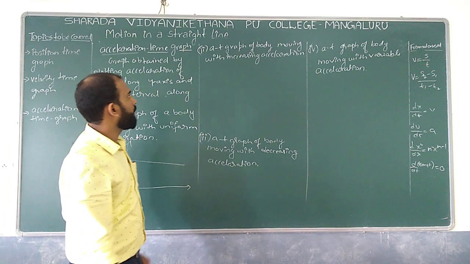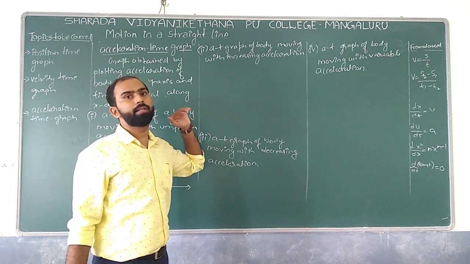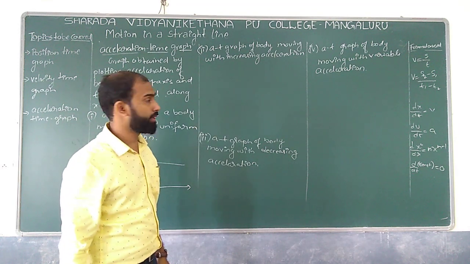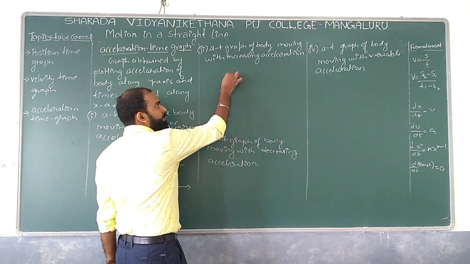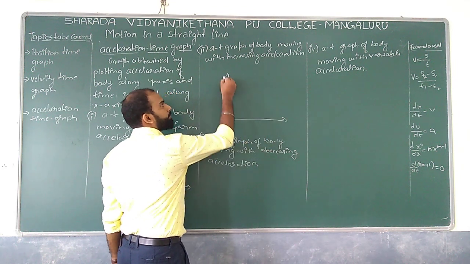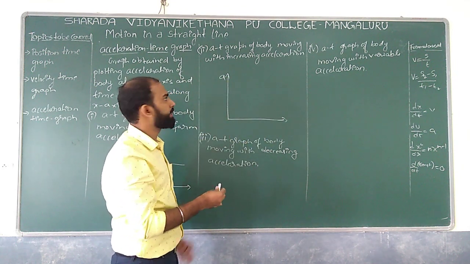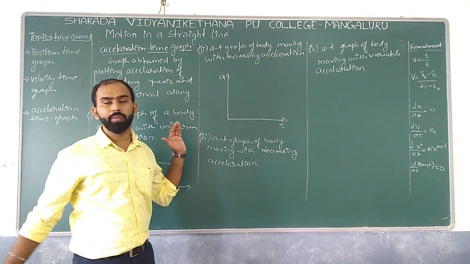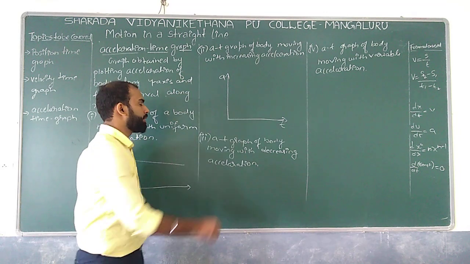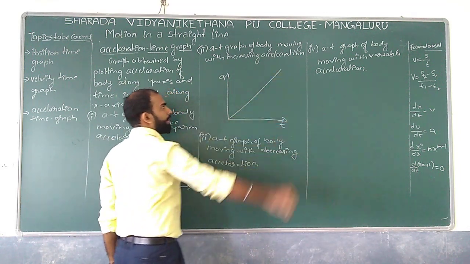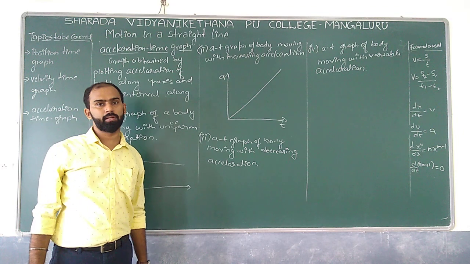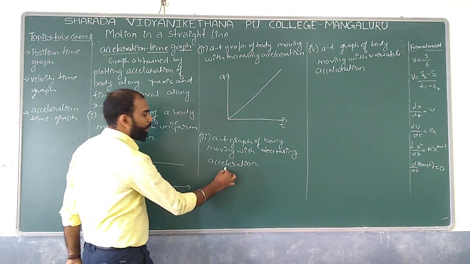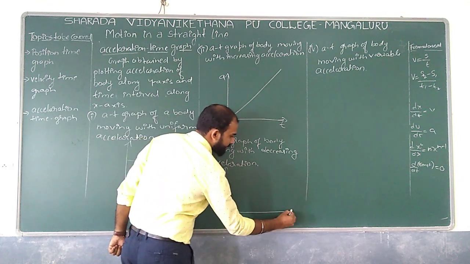And one more: if a body is moving with increasing acceleration, how to plot this? On the y-axis, x-axis, the y-axis we represent as A, and the x-axis, let us say t. If it is moving with increasing acceleration, it looks somewhat like this. This is a way of writing increasing acceleration. Plot the x-axis as well as the y-axis over here.